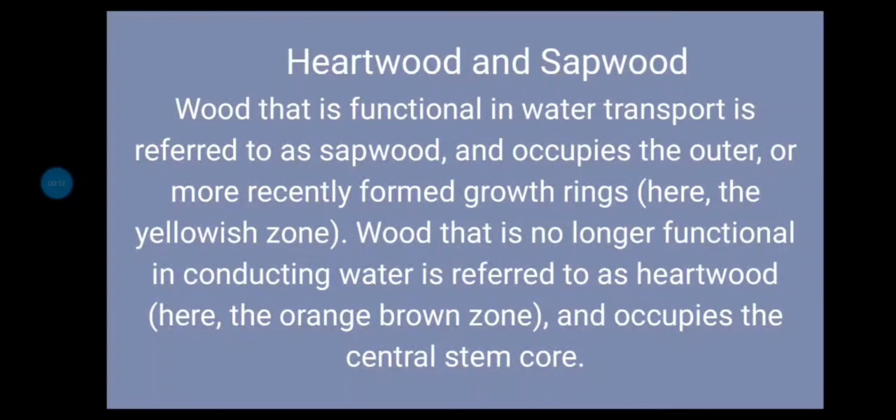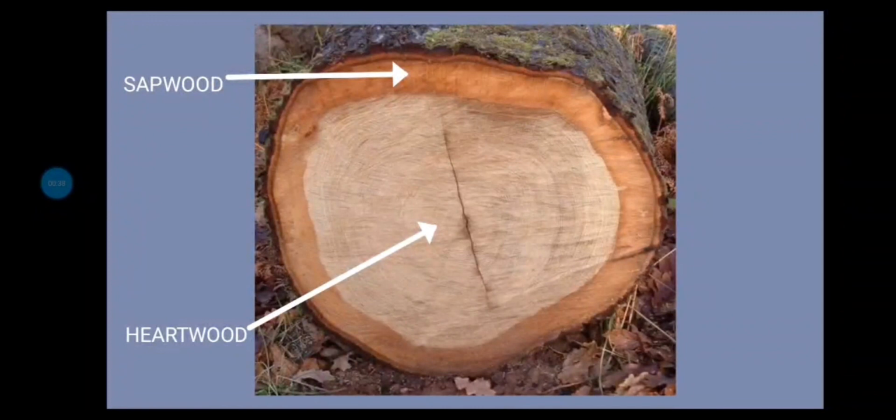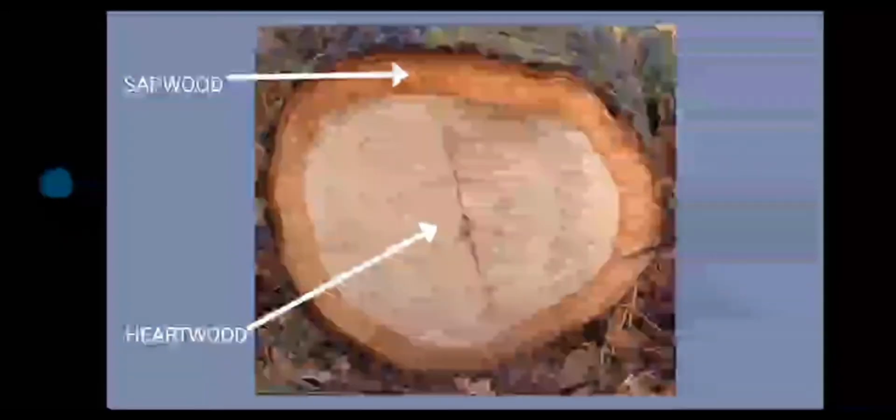Heartwood and sapwood. Wood that is functional in water transport is referred to as sapwood, and occupies the outer or more recently formed growth rings. Wood that is no longer functional in conducting water is referred to as heartwood, and occupies the central stem core. As you can see in the picture, sapwood is the outer light-colored portion of a tree trunk, while heartwood is the central core of the trunk. In most woods, the heartwood can be distinguished from the sapwood by its darker color.